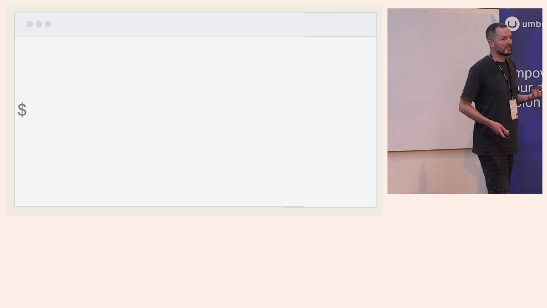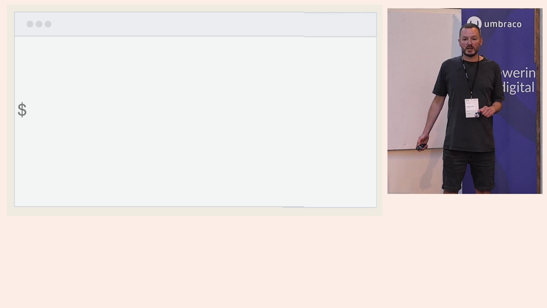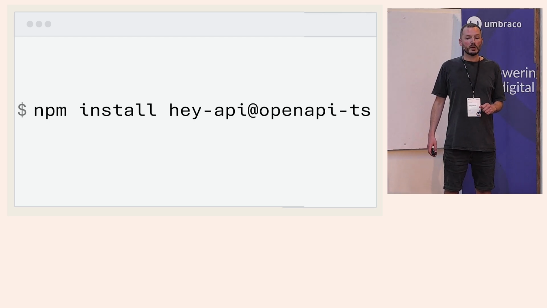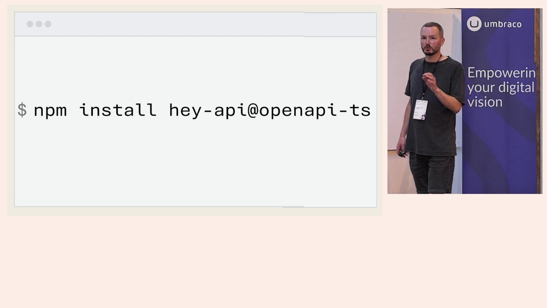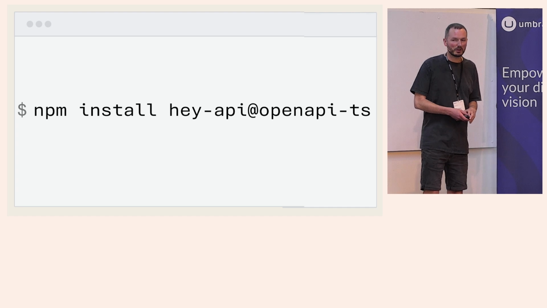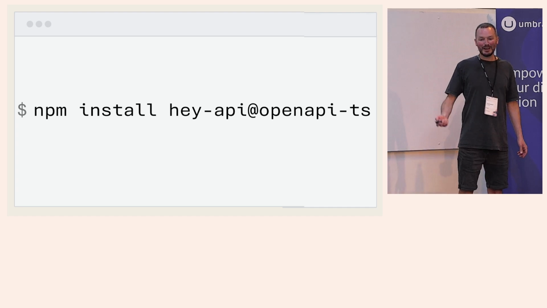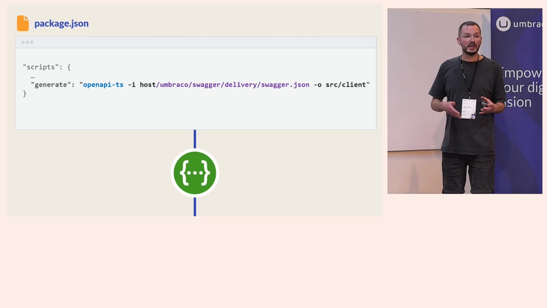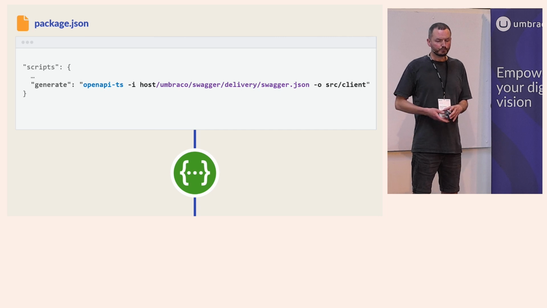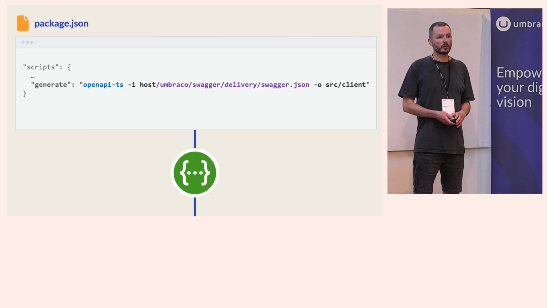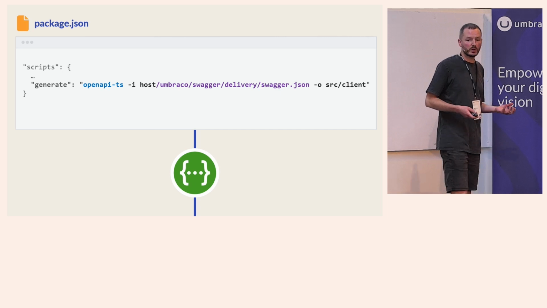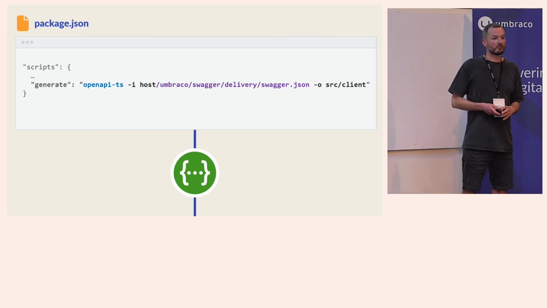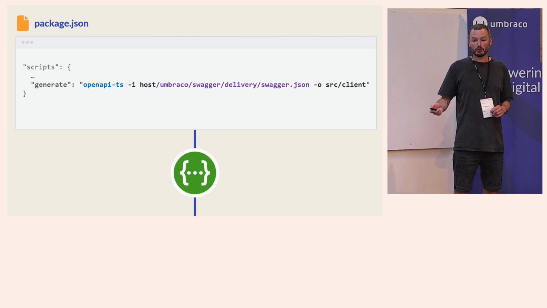There are many NPM packages out there that can do this, and the one I'm going to recommend here is Hey API's OpenAPI-TS. I'm reliably informed that's the one used in-house at Umbraco. Once that's installed, we can create a script in our package.json, for instance, generate, and that can hit the installed module, give it an input, which is the URL to the Swagger JSON, and then an output, which is a directory on disk for it to render the types to.